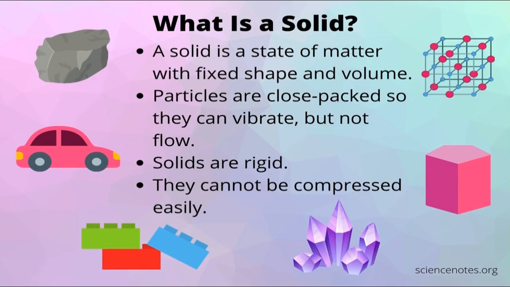What is a solid? A solid is a state of matter with fixed shape and volume. Particles are closely packed so they can vibrate but not flow. Solids are rigid. They cannot be compressed easily.